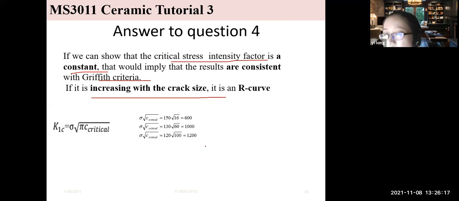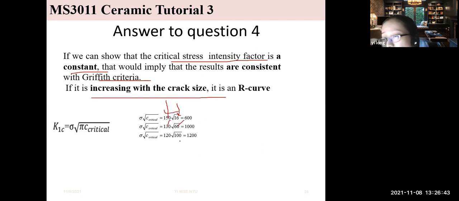I'm just very lazy, because the question I asked you is very simple: whether it's an R curve or Griffith's. So I can't even be bothered with the units. But in the examination, if I ask you to calculate, you have to give me all the correct units. I'm just very lazy here. The first one, the size actually is in microns, but I just put 16. Sigma is this, sigma is this, sigma is this.